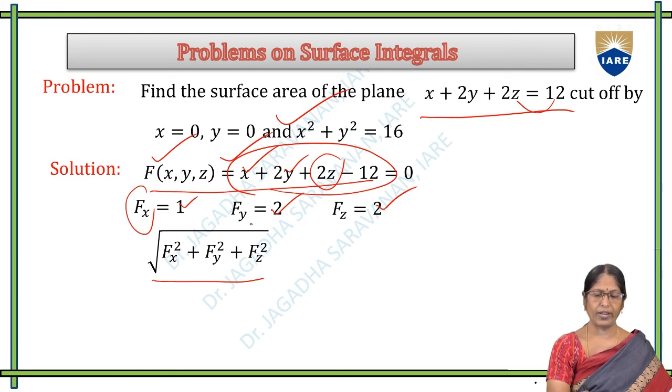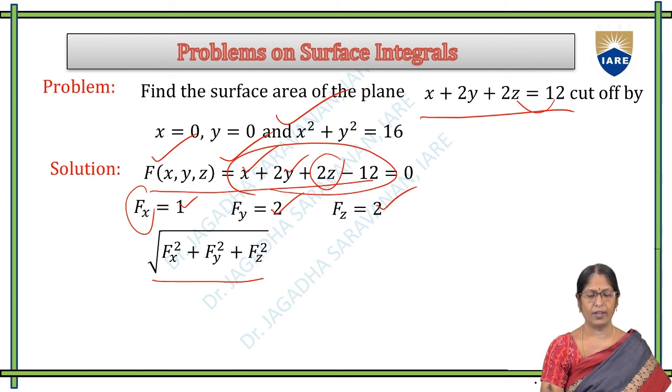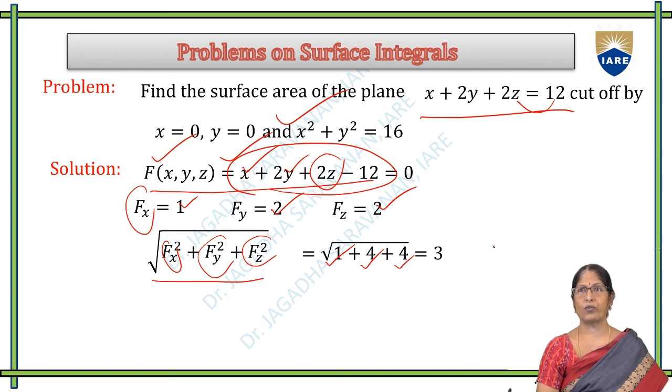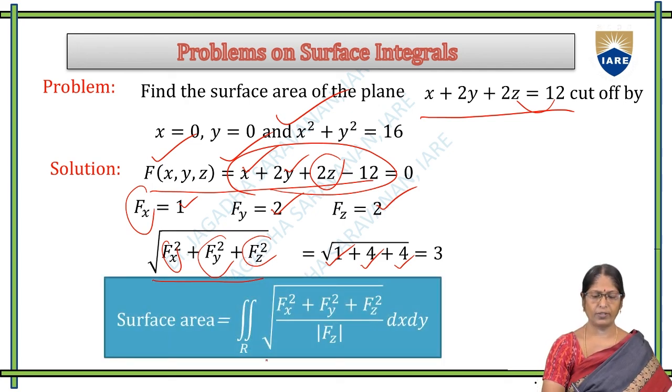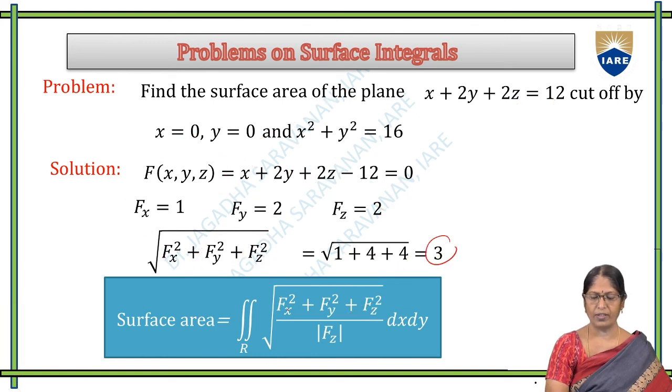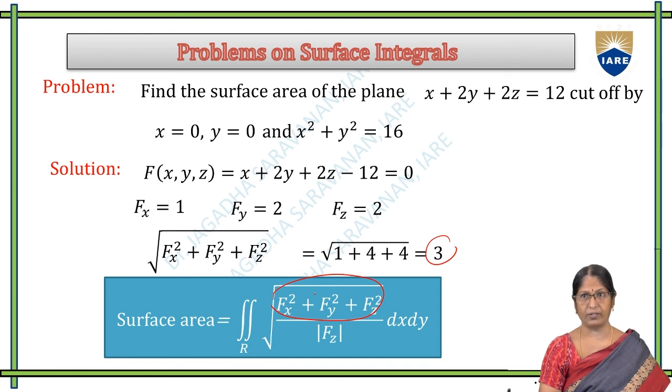That is Fx, Fy, Fz. Fx is nothing but dou f by dou x. We did it completely in terms of y and z also. And we are going to find the square root of Fx squared, which is 1 squared, plus 2 squared, plus 2 squared. So the square root of 9 equals 3. This is the formula we are going to substitute. So the value we obtained is 3. We can see it here.